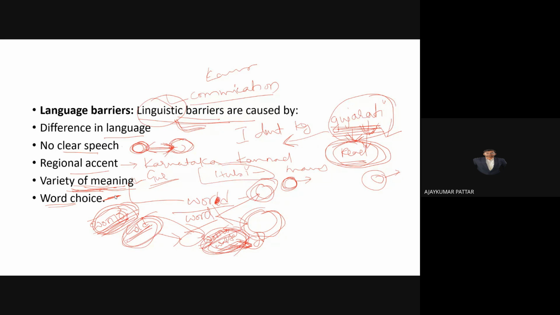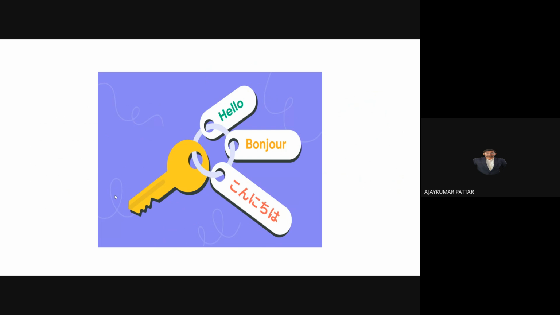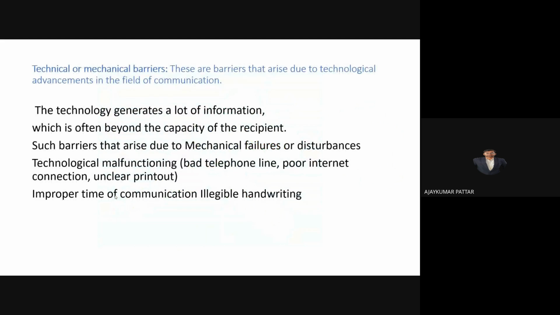Indeed, in total, the language barrier is also acting as a disruption in proper communication. For example, there are different languages, different words, and different meanings.